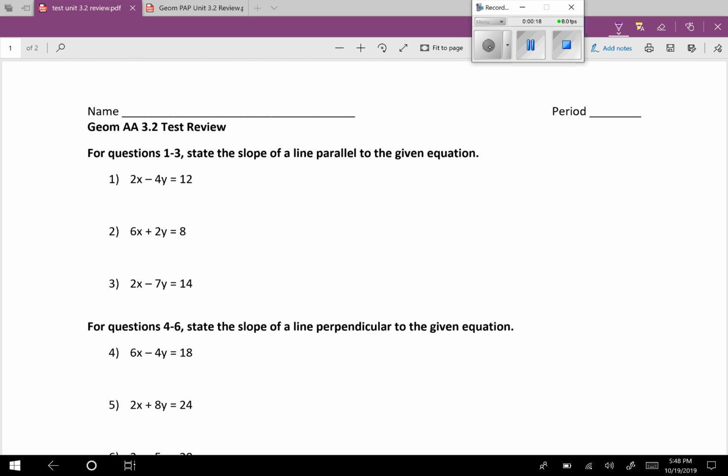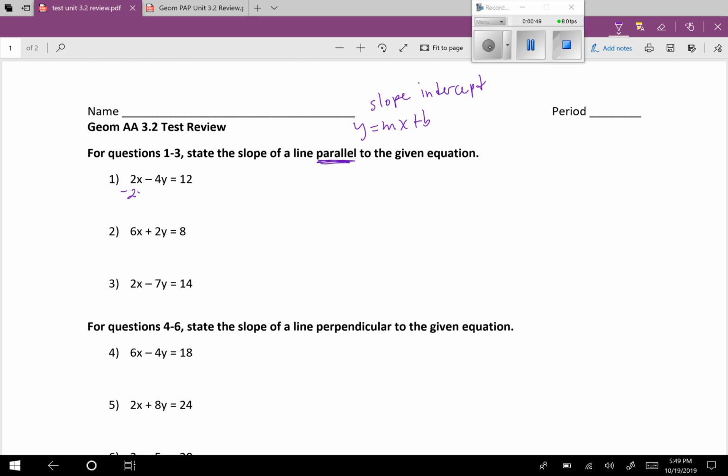So for questions 1 through 3, it says state the slope of a line that is parallel to the given equation. So first thing we have to do with each of these equations is put them into slope-intercept form so we can actually see the slope. And remember, that's y equals mx plus b. That's your slope-intercept form of your line. So first thing, that means we have to solve this for y.